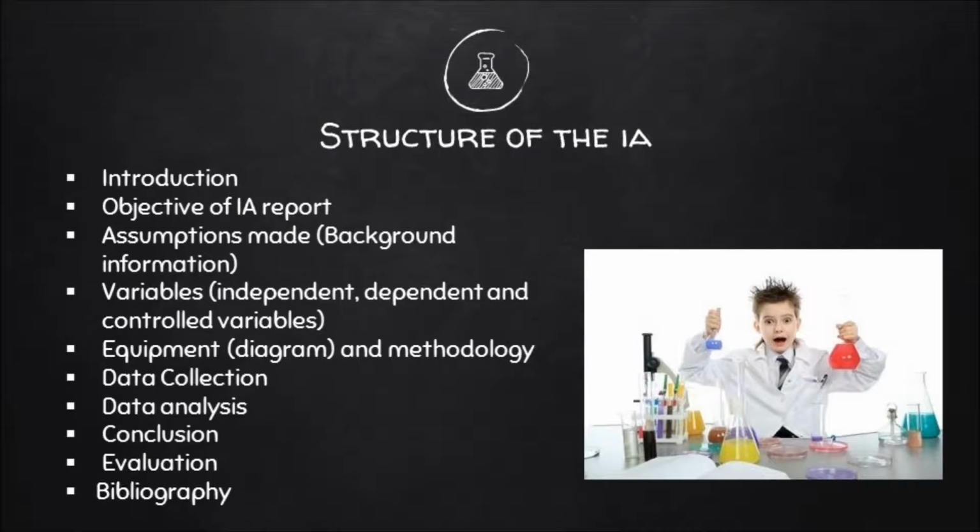So the structure that I used was the introduction, and this way you introduce a topic, and then the objective of the IA, that's where you introduce your research question. And then I went on to background information, or what I call the assumptions that I made. And then you have to go into variables, where you state the independent, dependent, and controlled variables.